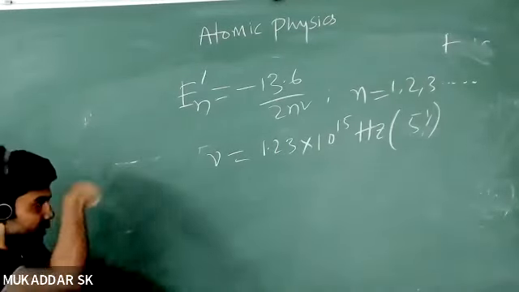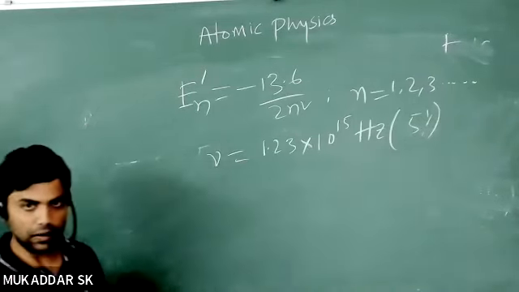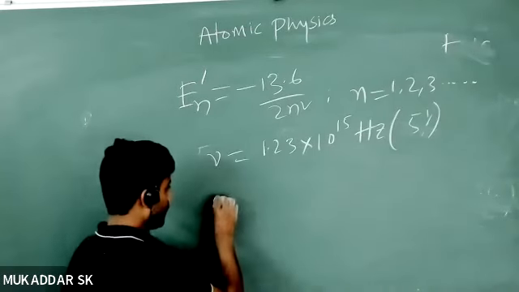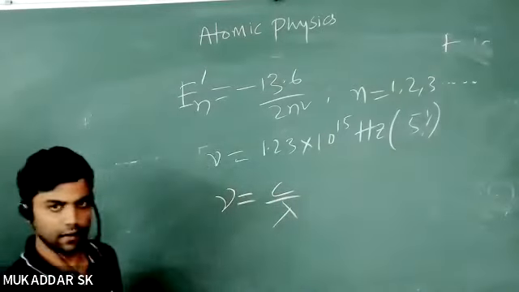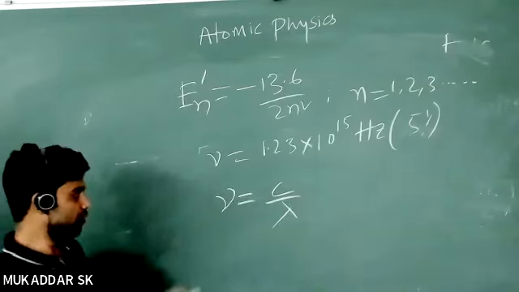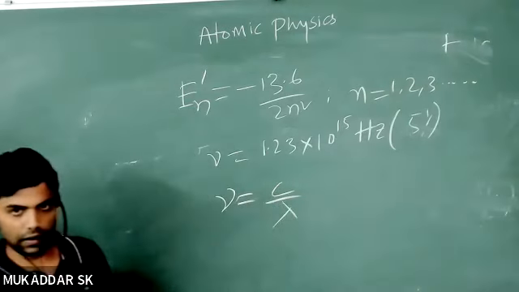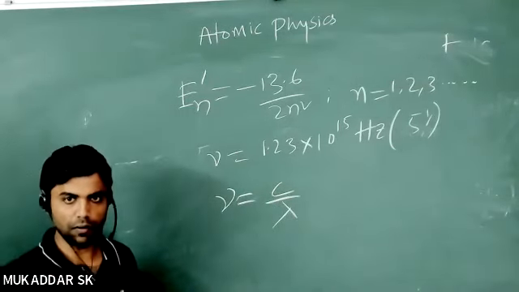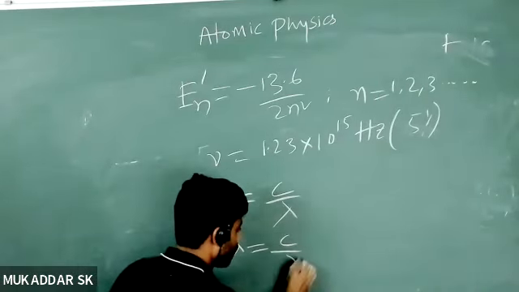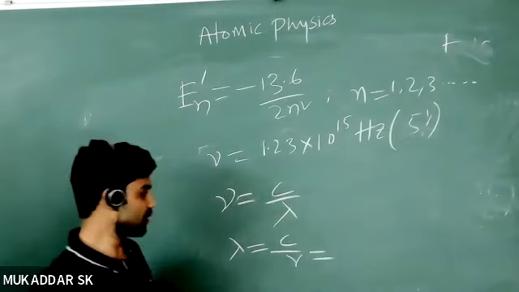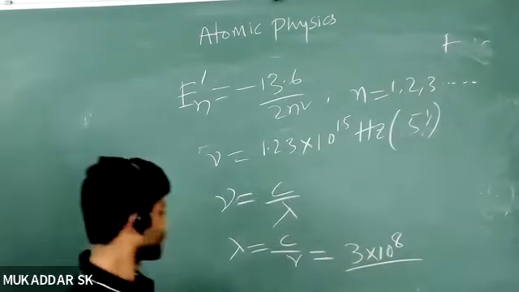Now you have calculated the frequency. Now you can calculate the wavelength. How will you calculate it? You know for a photon, nu equals c by lambda, where c is the speed of light and lambda is the wavelength of this photon. You know the photon frequency and the speed of light, so you can calculate the lambda associated with the photon. So lambda will be basically c by nu, and c is 3 into 10 to the power 8, divided by nu.